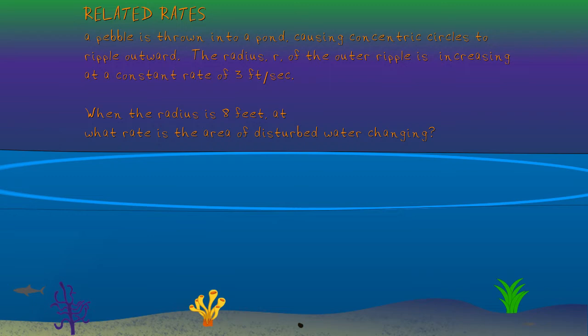So the area of the disturbed water, that's what we're trying to figure out, how quickly it's changing. So we know that the area of this thing is pi r squared. And so that's what we probably should start with, but we want to write down what's given to us. We know that the radius is 8. We know that dr dt is 3 feet per second. That's the rate of change of the radius. And so we want dA dt, the rate of change of the area, when r is 8.